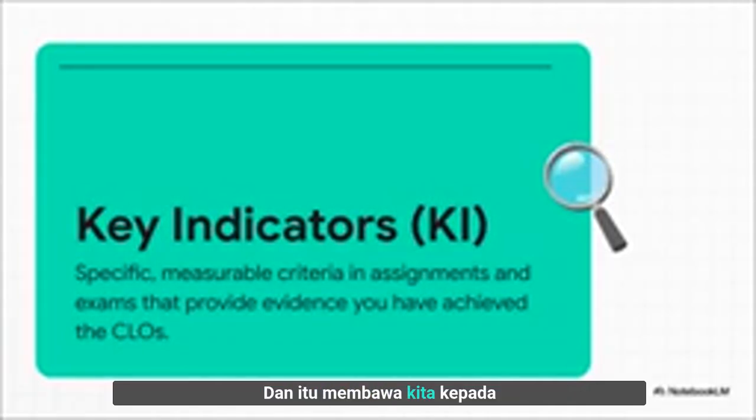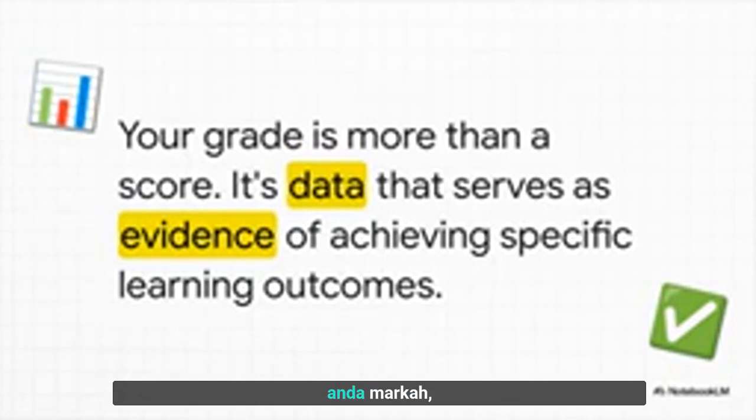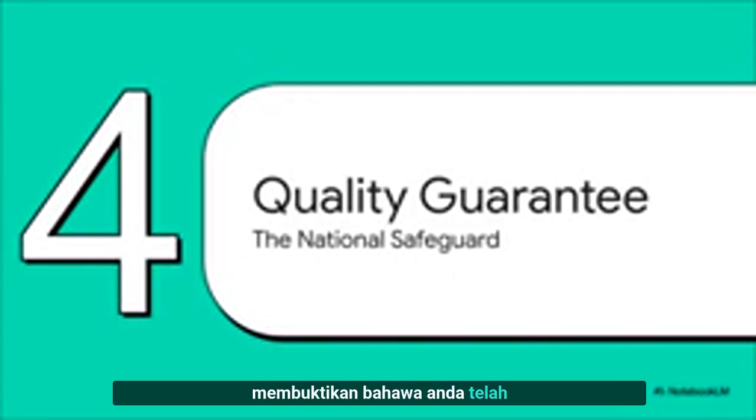And that brings us to the last little acronym in our puzzle, KI, which stands for Key Indicators. The easiest way to think about KIs is that they're basically the specific line items on your grading rubric. They're the measurable criteria that prove you've nailed a CLO. So when your professor is grading your work, they're not just giving you a score, they're literally checking off the skills you've successfully demonstrated. So here's the kicker. Your grade isn't just a letter or a number anymore. It's data. It is hard evidence that feeds back into the system, proving that you've met the learning outcomes that were designed for you from the very beginning.